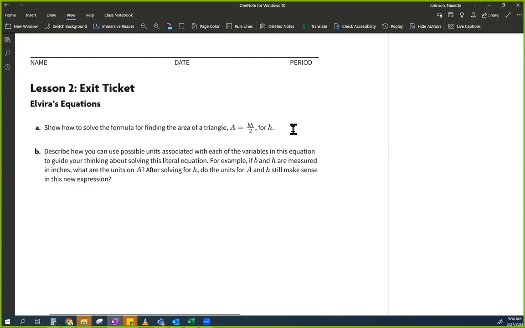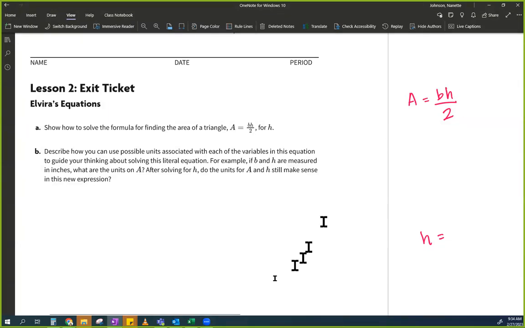Whenever it says solve for H, and this is something I had to get used to as a student, I didn't understand what they were asking. They're asking you so that down here, our answer has H by itself. Right now it has A by itself, but down here, my answer wants H by itself. So solve for H means H is by himself.